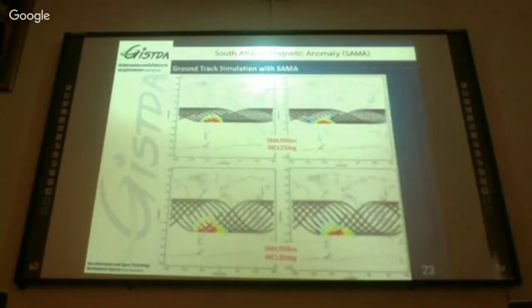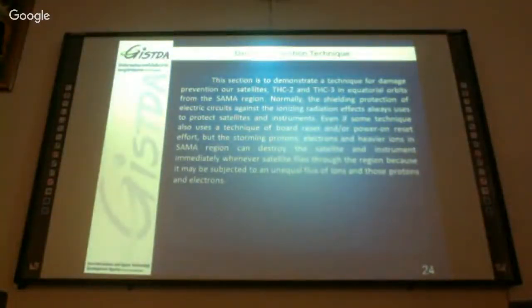This is the simulation of the ground track. I simulate two satellites flying in equatorial orbit, this one with an inclination of 15 degrees, and this one 30 degrees. We can notice that with low inclination, the satellite has to fly past the area many times in a day. So there is a high opportunity that we may lose some of our calculations or something. I'm thinking about how to prevent this situation.